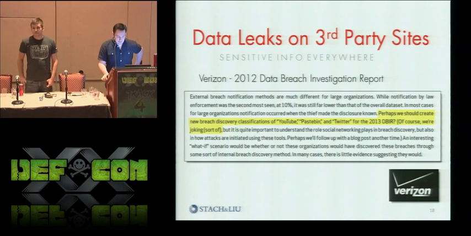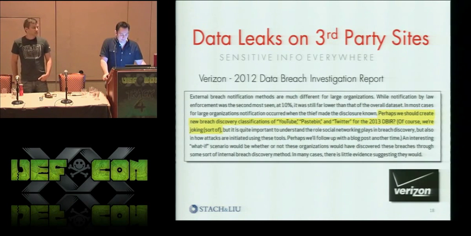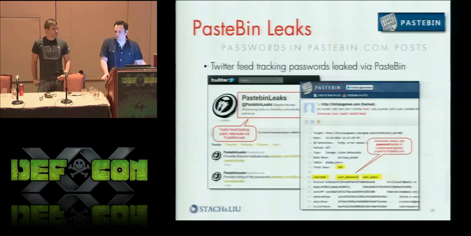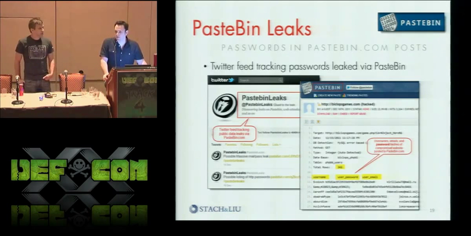Just looking at the Verizon Data Breach Investigations Report from this past year, they kind of jokingly put out there that perhaps we should create a new breach discovery classification of YouTube and Pastebin and Twitter, given the raw amount of data dumps from compromises out there on Pastebin and things of that nature. They noted that a large percentage of people only find out that they've had an incident once people brag about it on Twitter or dump all the emails and passwords on Pastebin.